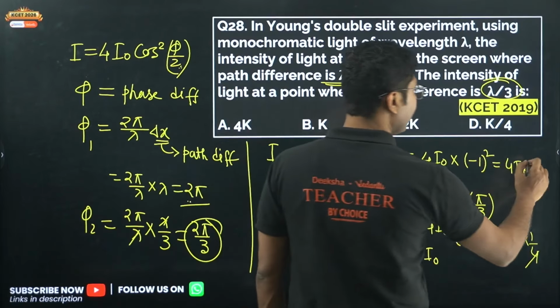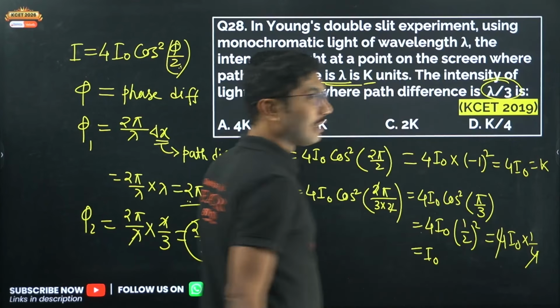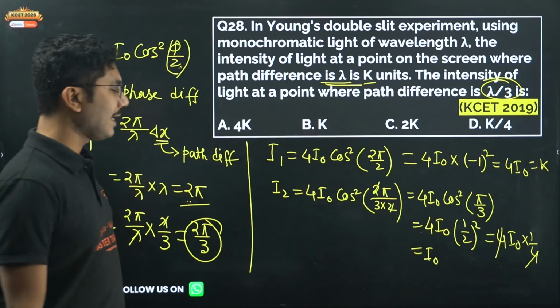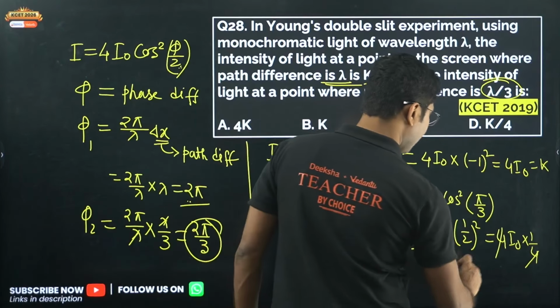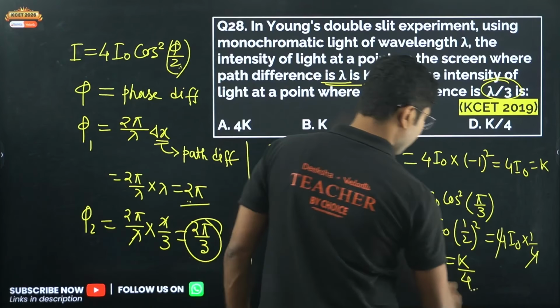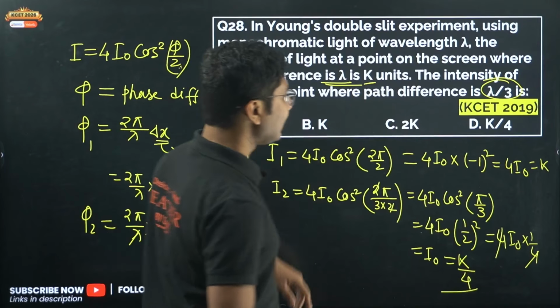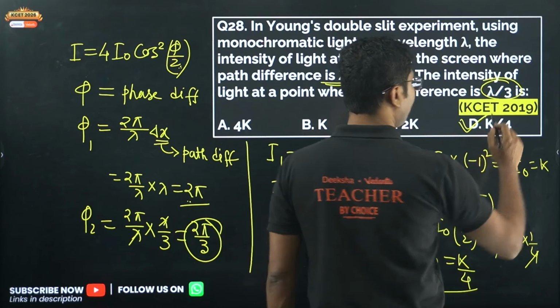Now this value in the question is given as k. So what is I0? I0 will be simply k by 4, right? So the intensity will be k by 4.